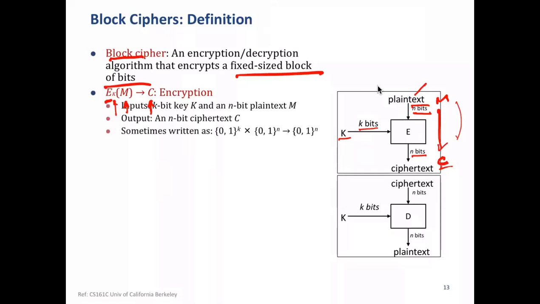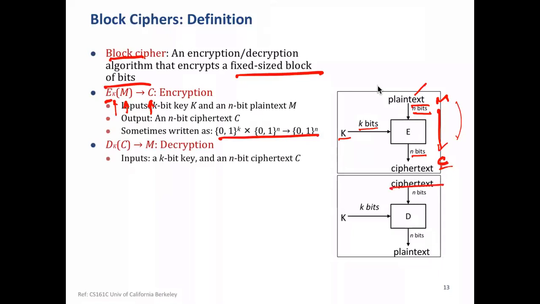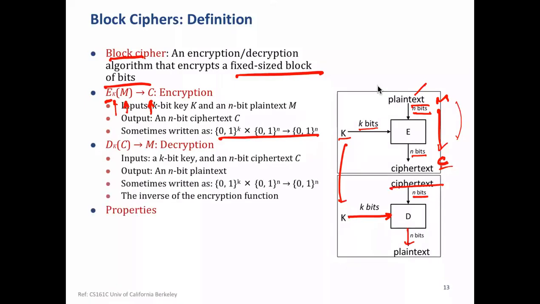We can represent it in this way also. Just go through it if you are interested in knowing this. And decryption is just the opposite. You get ciphertext of block size, which is n bits, and you apply the same key that you used for encryption, and then you get plain text of size n bits.